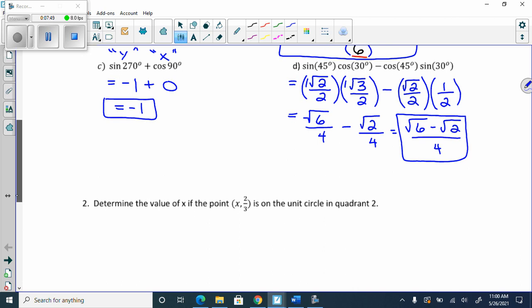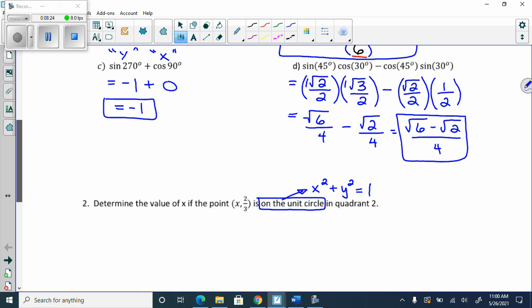Number 2 was also from your homework. Number 2 says, determine the value of x if the point x and 2/3 is on the unit circle. Remember I told you to either highlight it or box it. And on the unit circle means x squared plus y squared equals what? R squared. The unit circle has a radius of 1. So it would be 1 squared, which is 1. So when it says on the unit circle, we use the equation x squared plus y squared equals 1.